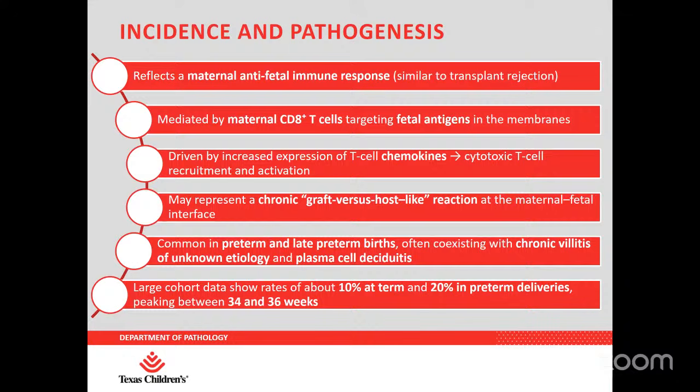Unlike the neutrophil-rich acute form, chronic chorioamnionitis shows lymphocytic inflammation and immune dysregulation, including factors such as reduced glycodelin A, which is a molecule that helps to maintain maternal fetal tolerance. And this loss of tolerance explains why it often coexists with other chronic immune lesions, such as villitis of unknown etiology or chronic deciduitis. Cohort data has shown that it occurs in about 10% of term and 20% of preterm deliveries, peaking between 34 and 36 weeks gestation.